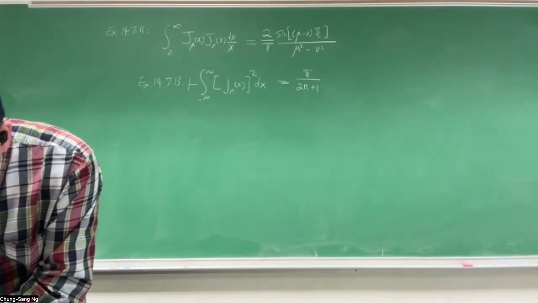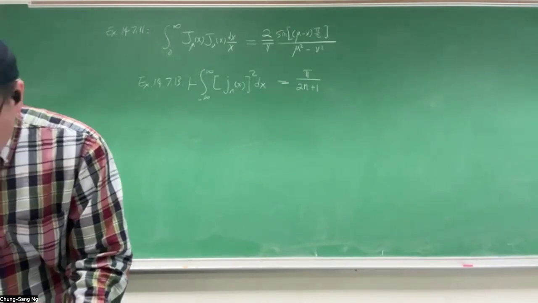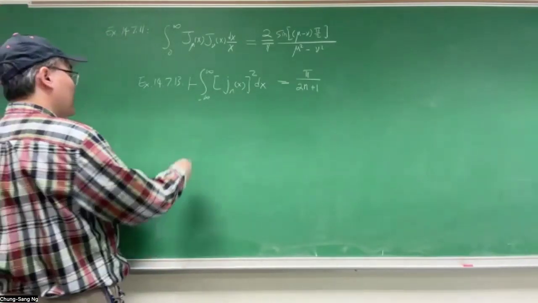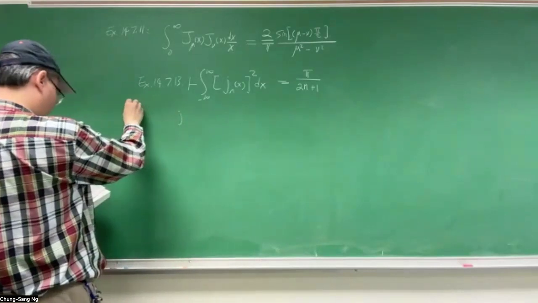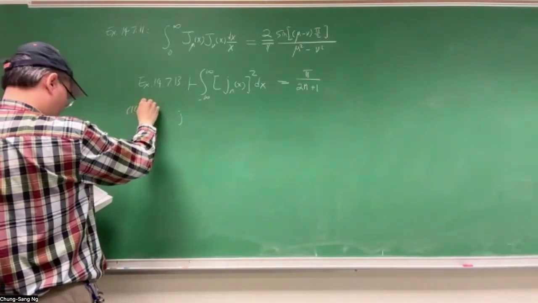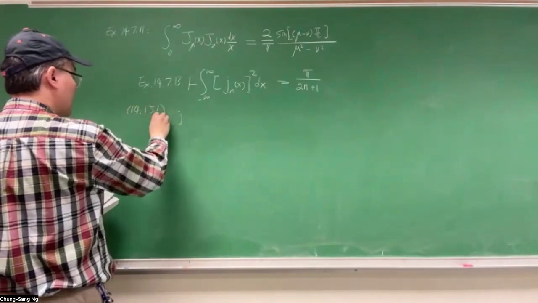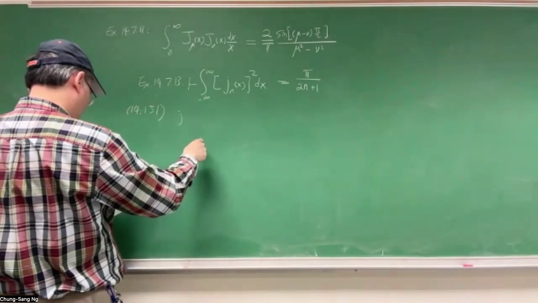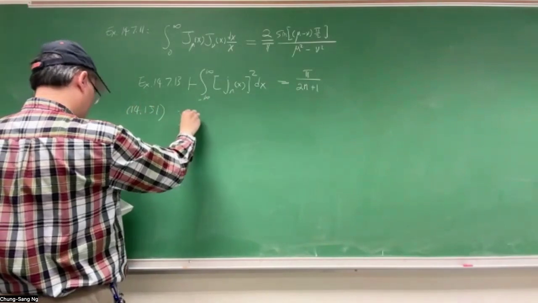But let's find the relationship between little j sub n to capital J sub n. So look at, this is from 14.151, J, J n.